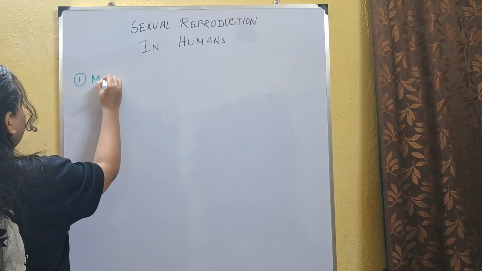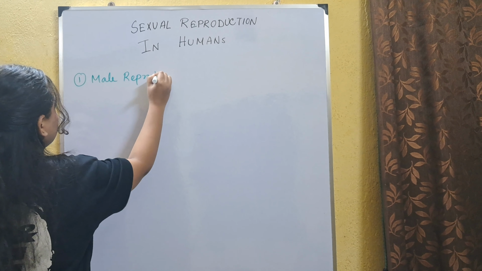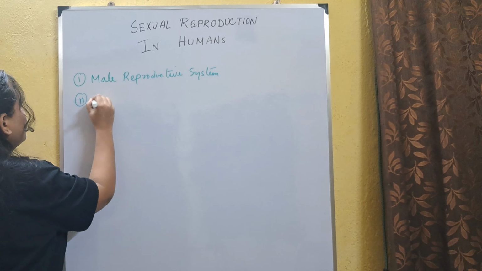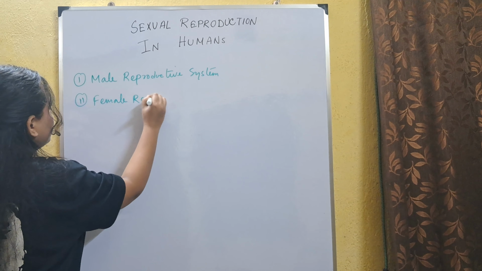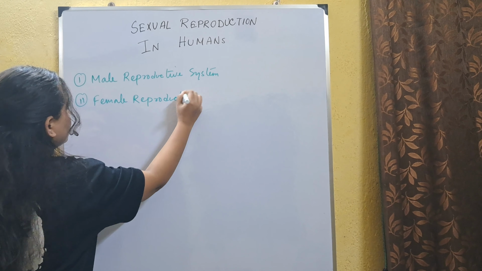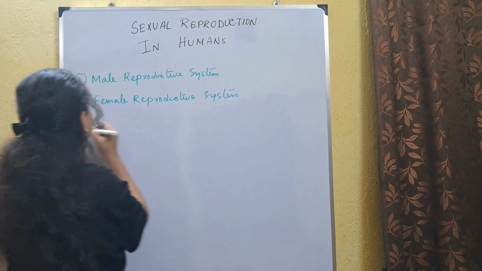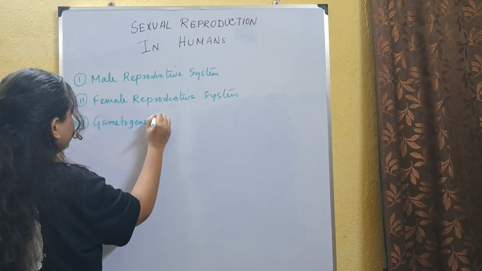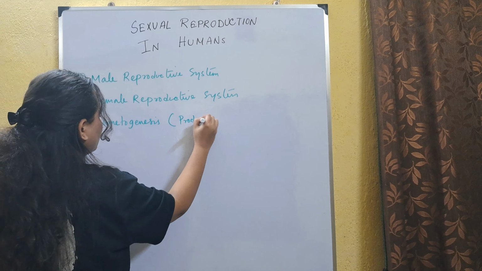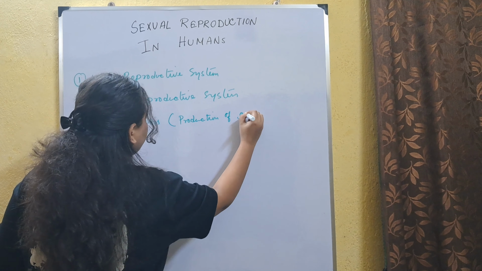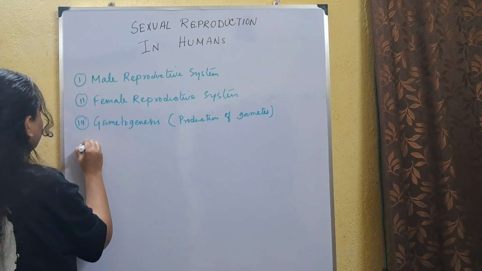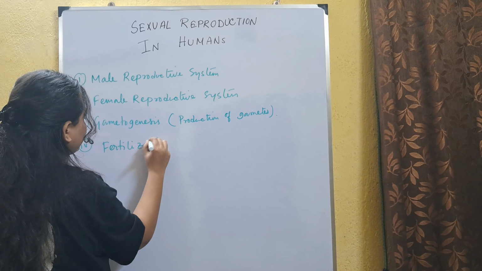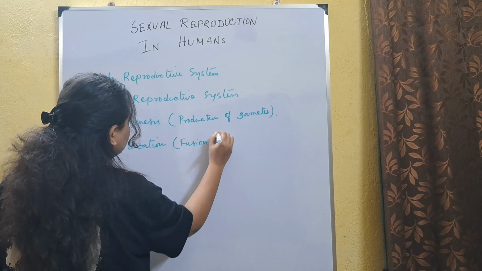First is the male reproductive system. Second one is the female reproductive system. Third one is gametogenesis, that is the production or formation of gametes. Next is fertilization, which is actually the fusion of gametes.